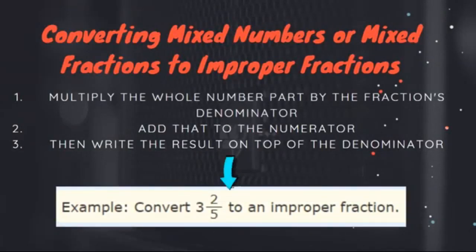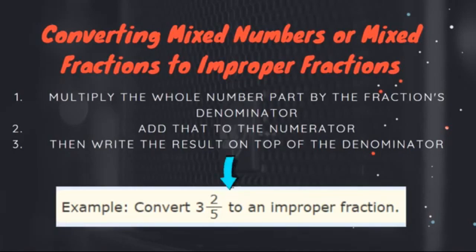First, let's discuss how to convert mixed numbers or mixed fractions into improper fractions. To convert a mixed number into an improper fraction, follow these steps. First, multiply the whole number part by the fraction's denominator. Second, add that to the numerator. Third, then write the result as the new numerator.